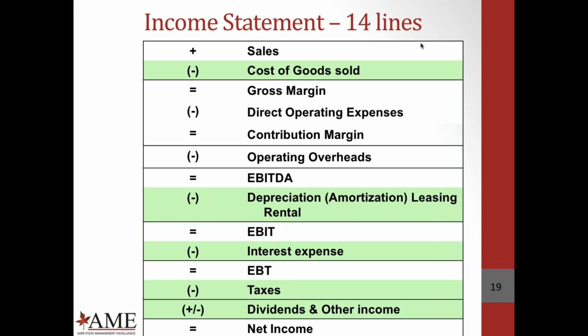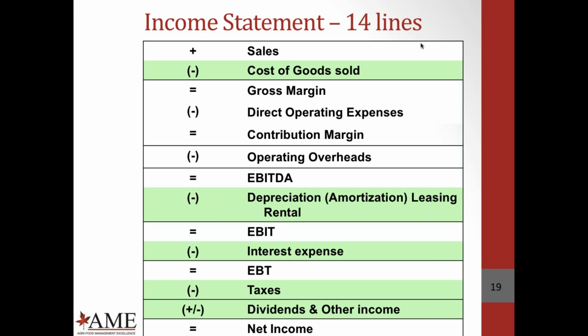Then direct operating expenses for me is the cost of your operating labor. If you pay yourself a salary as a manager, I think you should put that down into operating overheads. And if you also do work on the farm, you should separate out the operating labor payments from the management payments. Hardly anybody does, but that would be the best way to do it, I think.